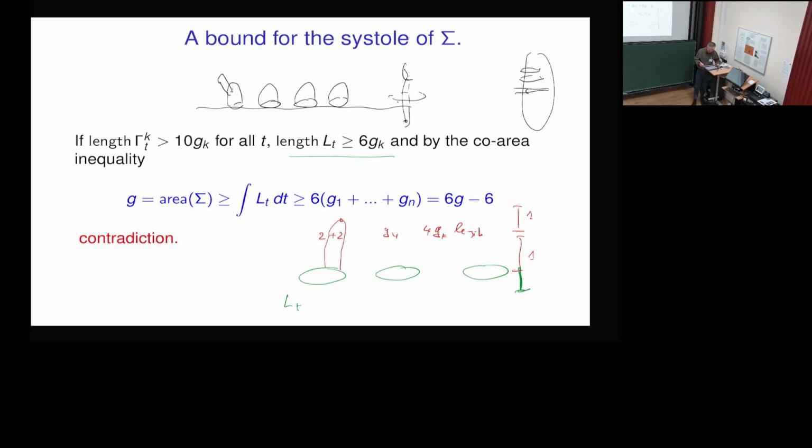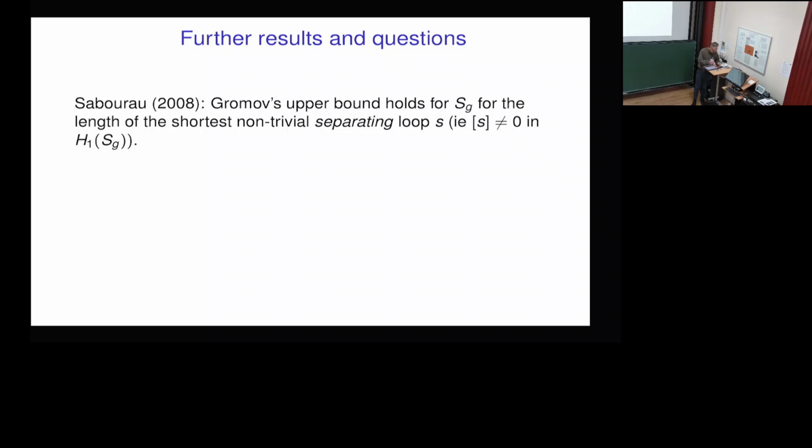And any more questions? Okay, so Sabourau actually used the same method much later to show that we can bound the length of the shortest separating loop. So you see, we gave a bound for the systole, but maybe the shortest loop looks like that, right? And the question is, can we have a bound on a loop that actually separates? Something like that. So this is a separating loop. And what do we need for this? Actually, we can use the same strategy.